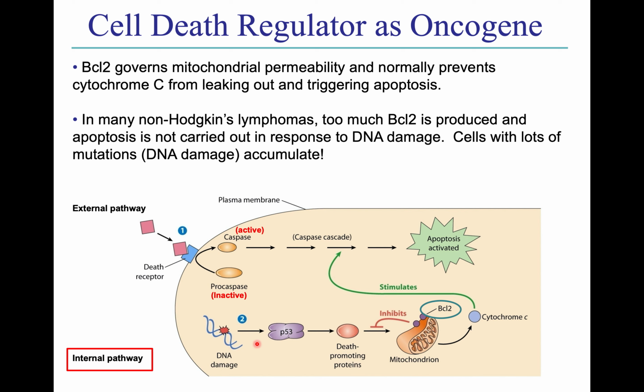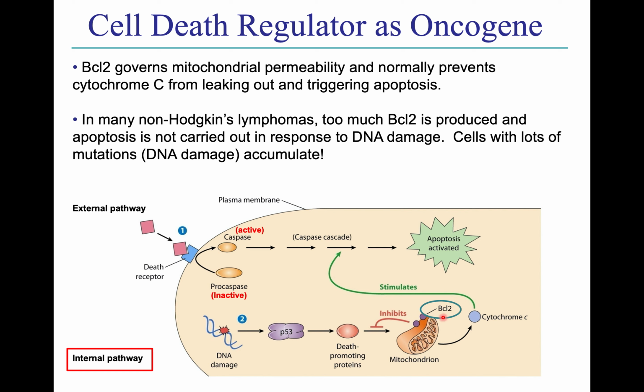But if we think of the internal pathway, which we've talked about, normally this would be a tumor suppressor pathway because DNA damage would trigger p53, which would trigger the death-promoting proteins, which would poke holes in the mitochondria, allow cytochrome C to leak out, which activates this Cas-based cascade of digestive enzymes, which then leads to apoptosis, and we kill the cell, right? We get rid of the cell that had the DNA damage. That would be a good thing, would help limit cancer. So what does it have to do with oncogenes?